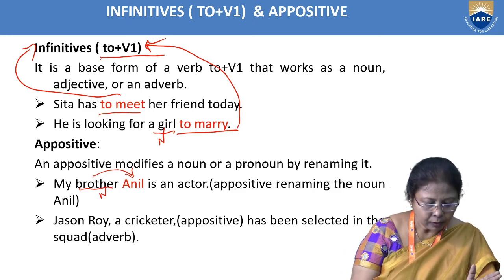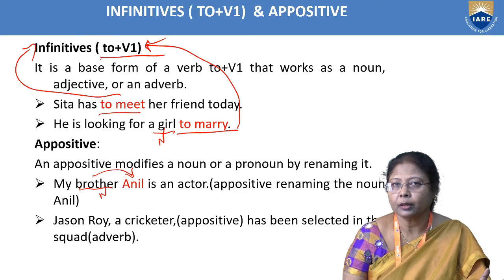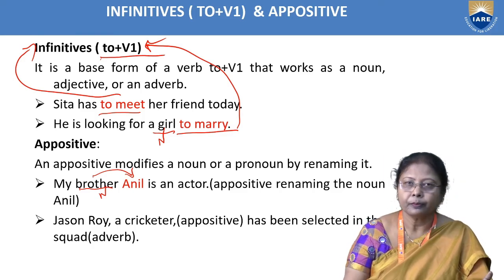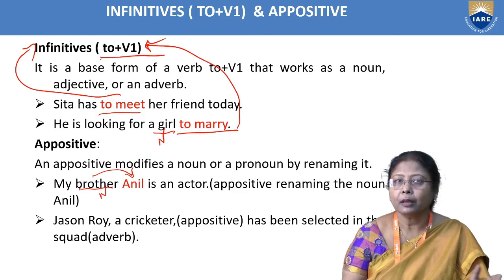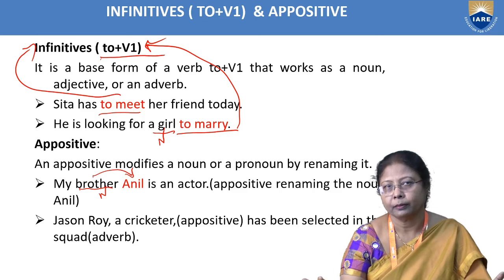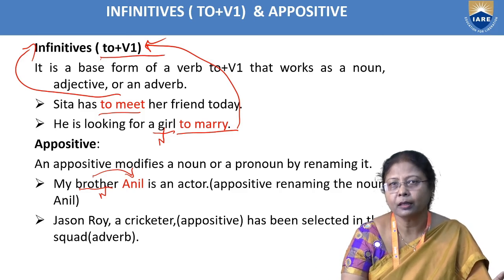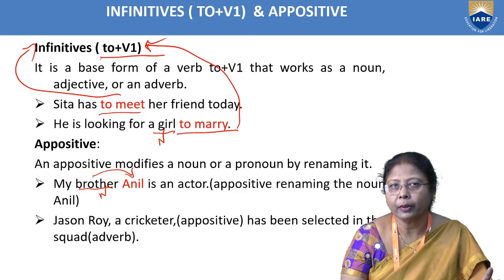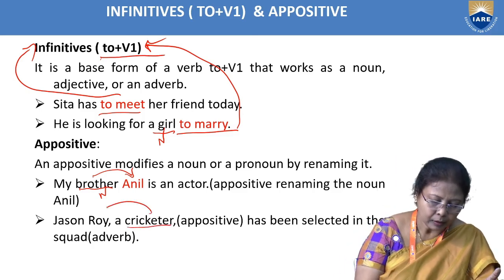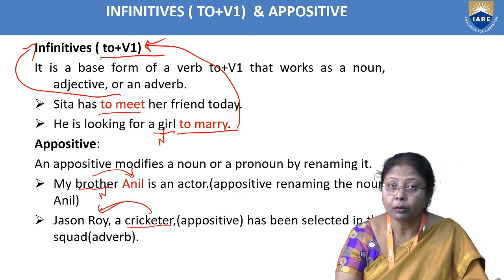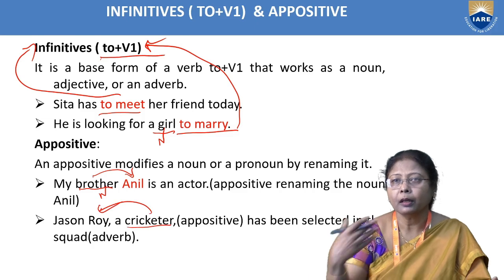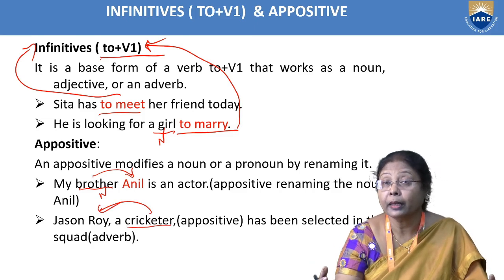Here, Jason Roy, a cricketer, has been selected in the squad. Here, the cricketer was given another name, Jason Roy. So in this way, appositives always modify a noun or a pronoun by giving another name or by renaming it.